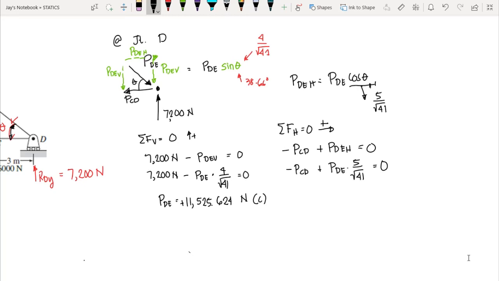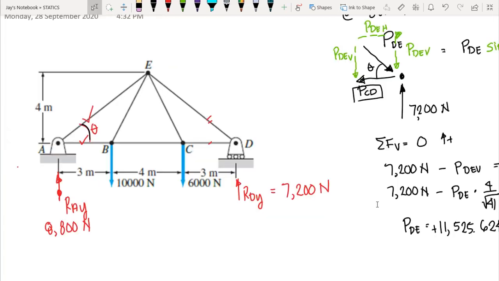Now PDE is 11,525, so we use that value. So we have 11,525.624 times 5 over square root of 41 is equal to 0. So PCD here is equal to 9,000 newton. And we get a positive answer. So therefore, our assumption that PCD is tension is correct. Now take note, PCD here is tension, correct? Since it's acting away from the joint. So we have tension. So we have now three unknowns left. That is member BE, member BC, and member CE. Okay? So we can use either joint B or joint C.